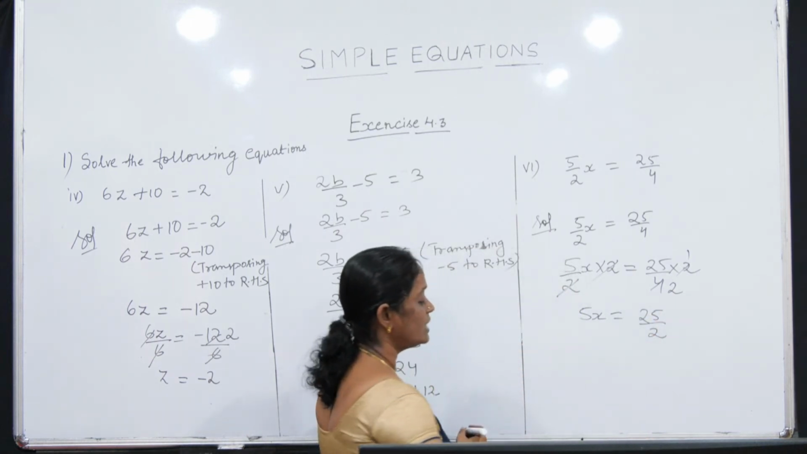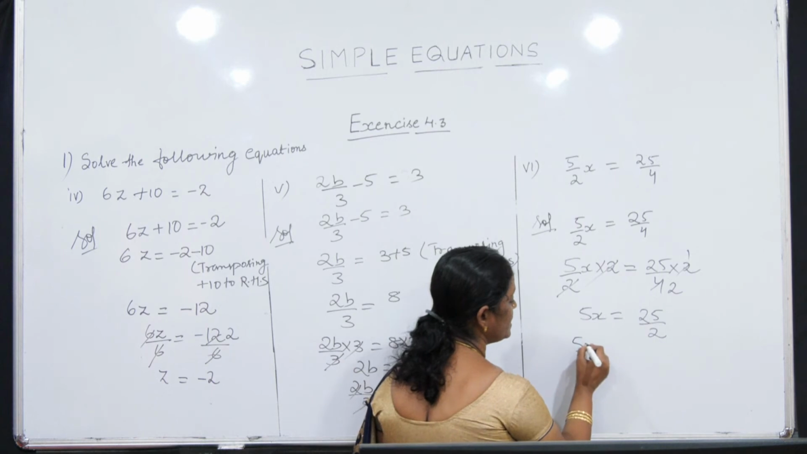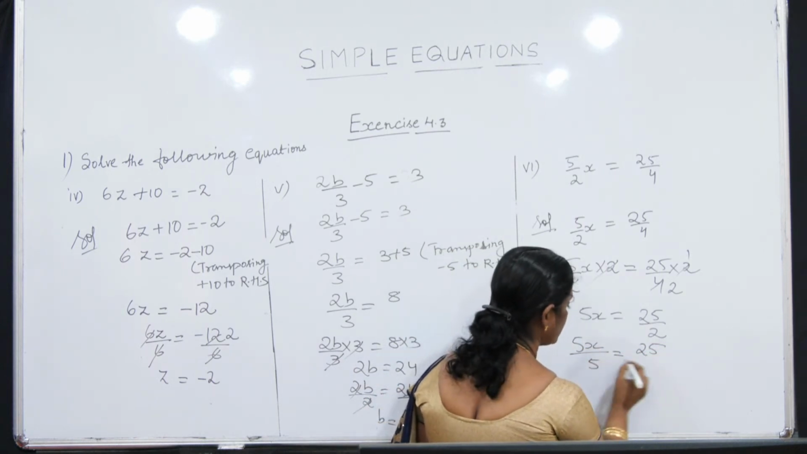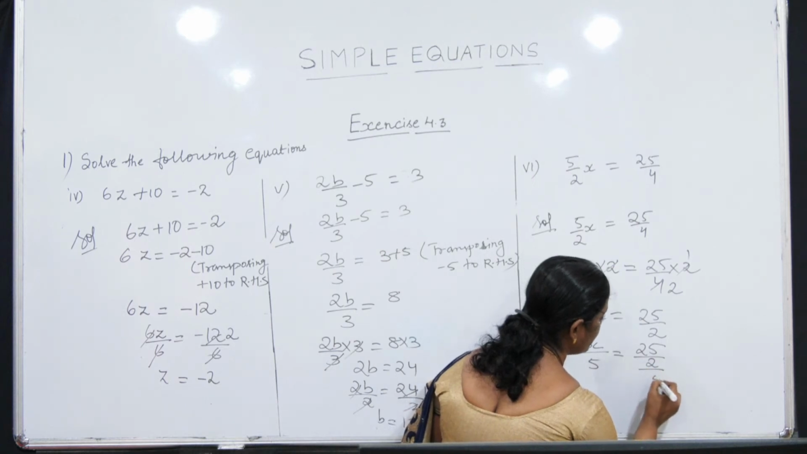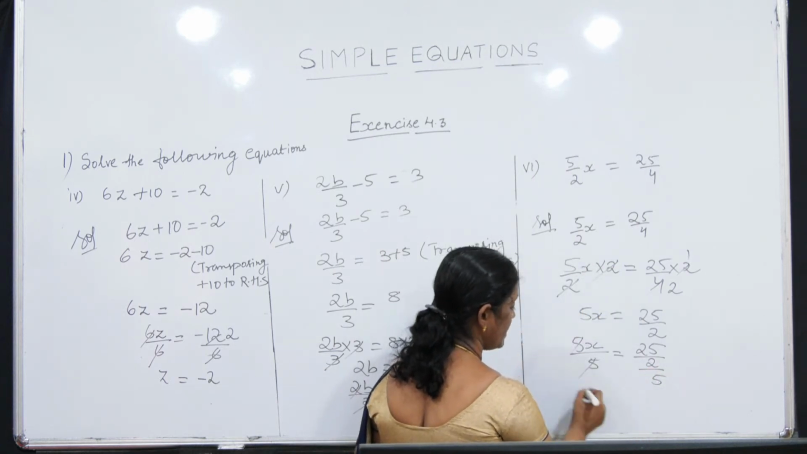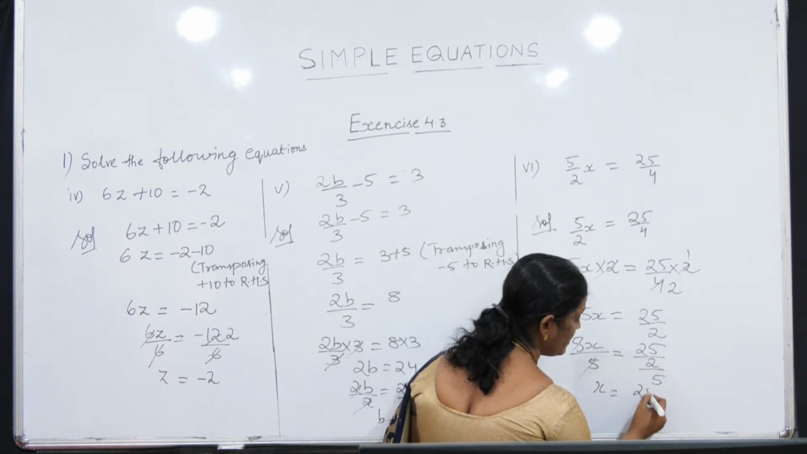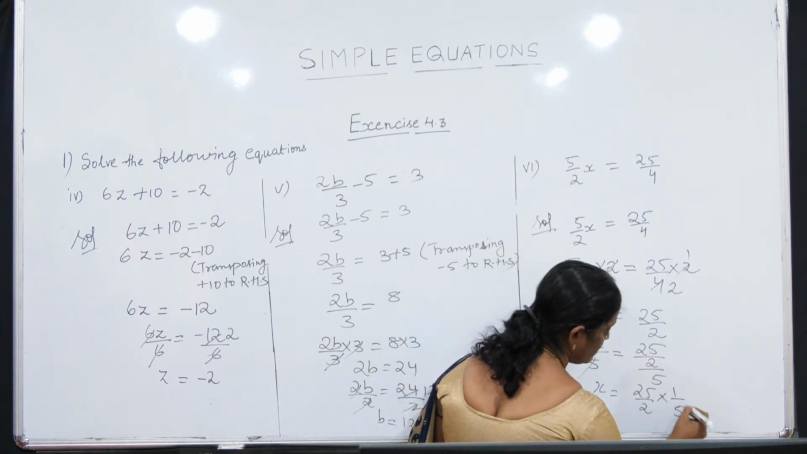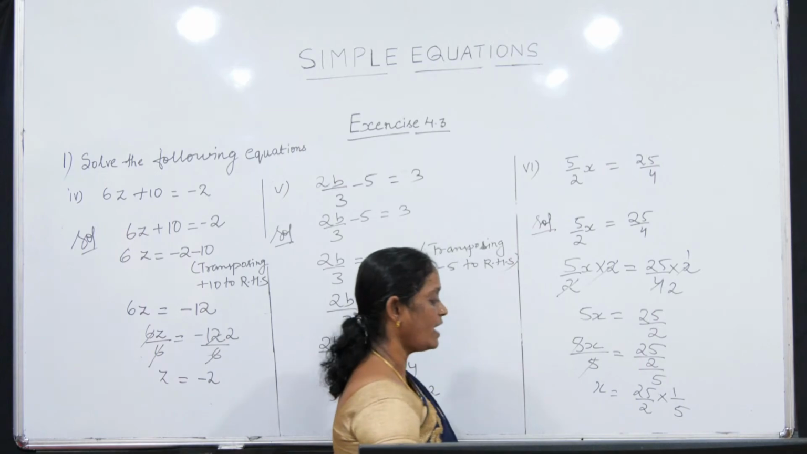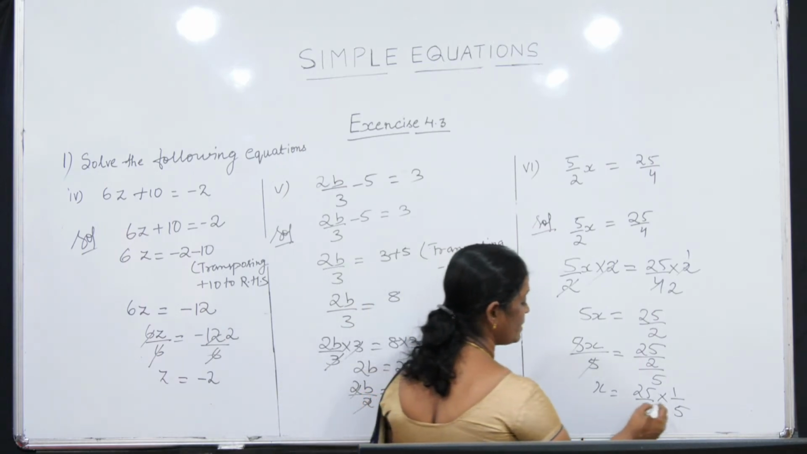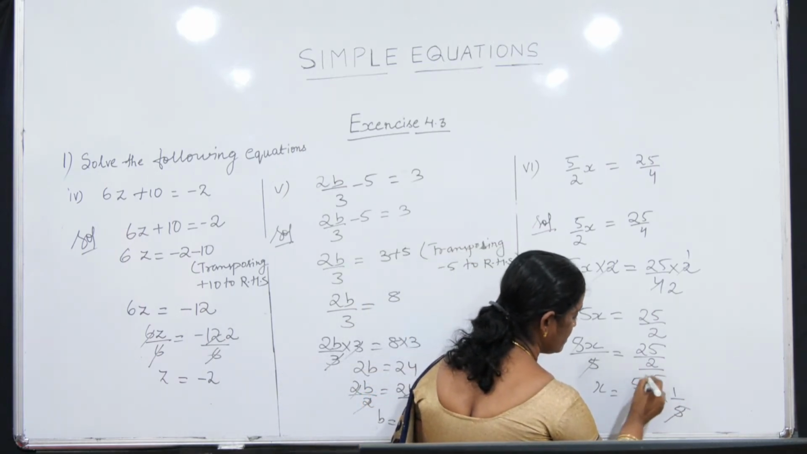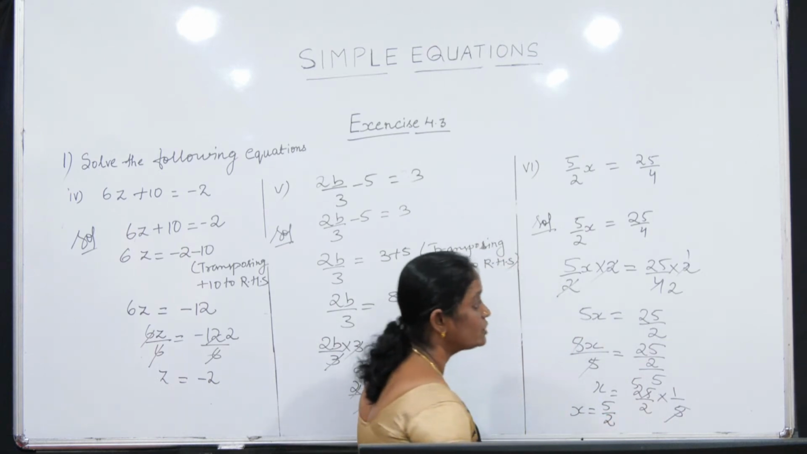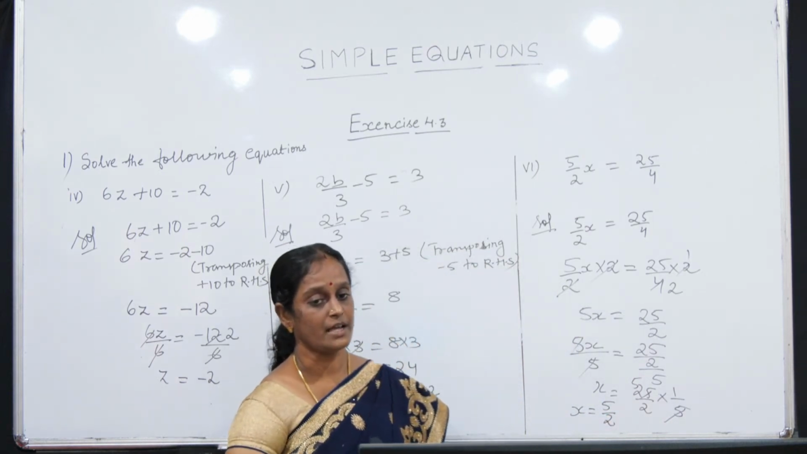Now dividing both sides of the equation by 5. To separate the variable x, we divide both sides of the equation by 5. 5x by 5, 25 by 2 divided by 5. Here 5 will get cancelled. x is equal to 25 by 2 divided by 5 is equal to 25 by 2 into 1 by 5. Here 5 fives are 25. So the value of x is 5 by 2. So the solution to the equation is 5 by 2.